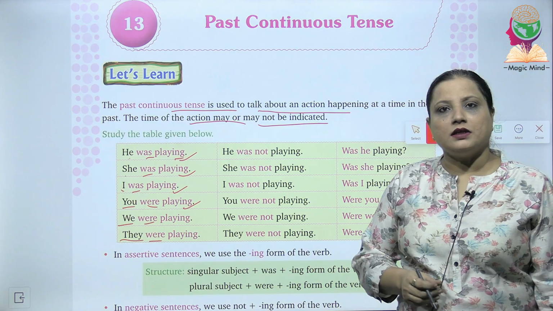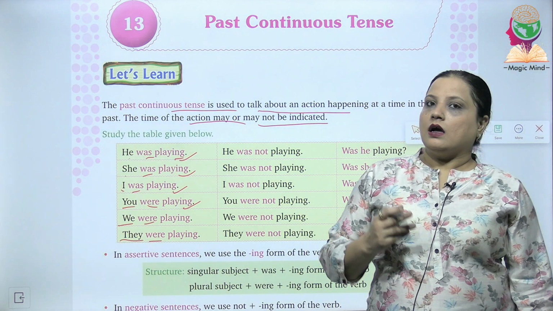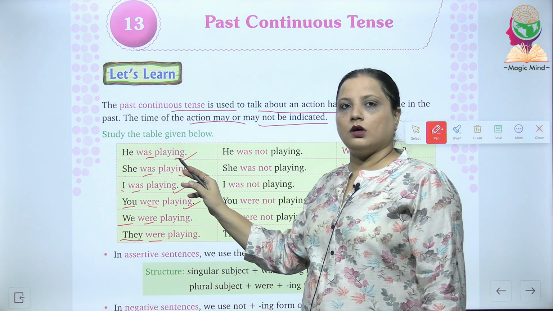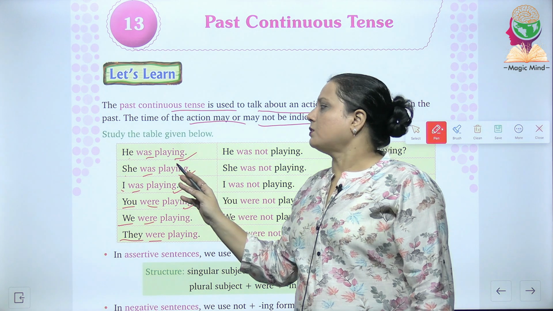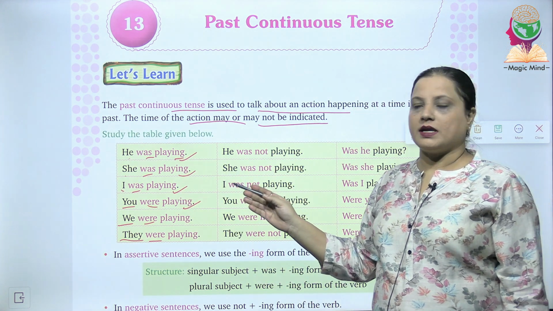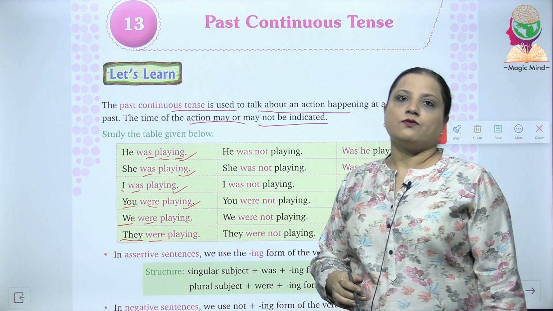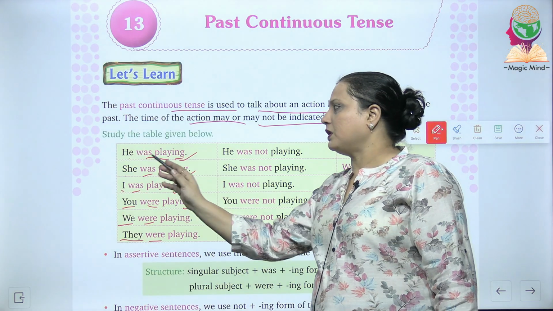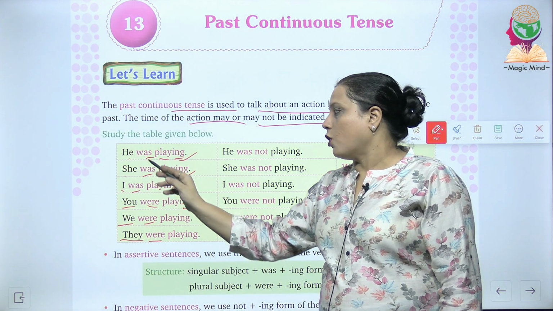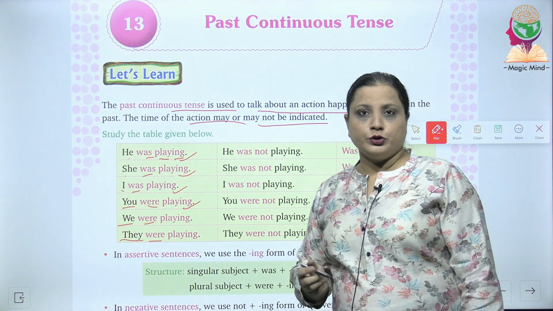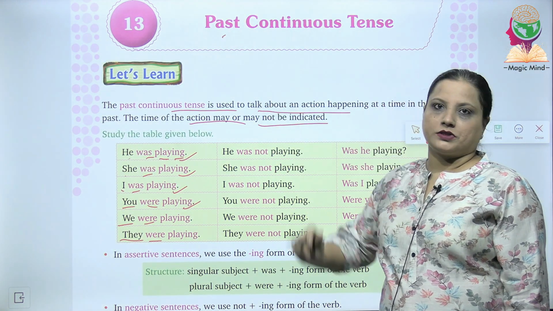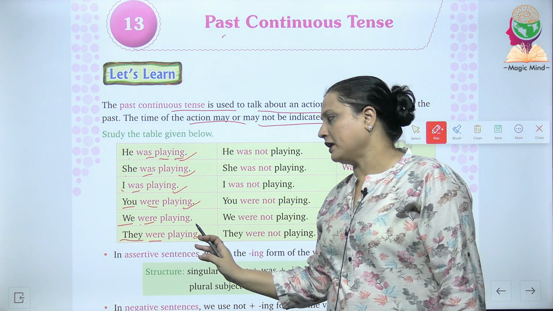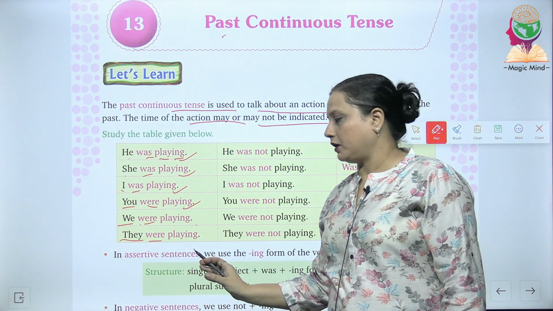Previously, when we had studied present continuous tense, I had told you that in that also we were using the base form of the verb along with ing. Similarly, in past continuous tense, we will use the base form of the verb and ing. Only the difference will be in the be verb, that is the helping verb. Was and were is used for past continuous tense. You were playing, we were playing, they were playing.